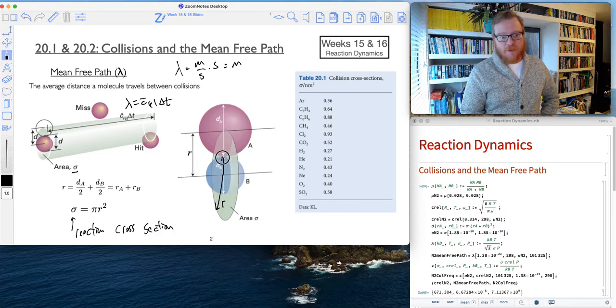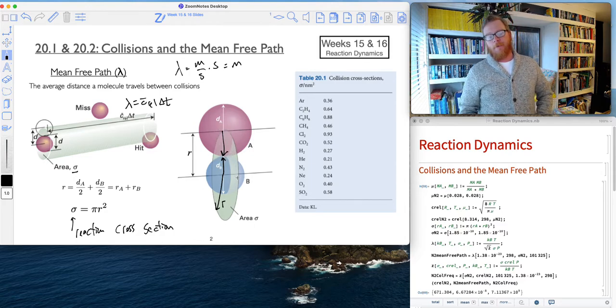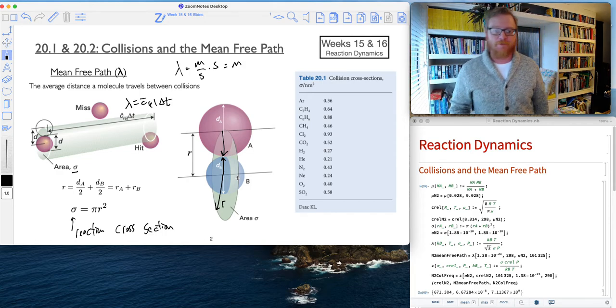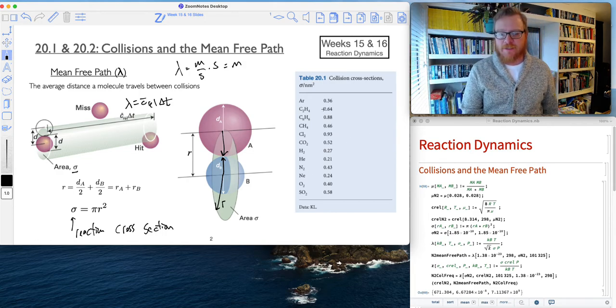You can see there's the diameter. Really, that would be the radius of A plus the radius of B, right? And there's that radius right there. Okay, so that makes up our reactive cross-section. And you can see here Atkins has got some nice calculations for collisional cross-sectional areas.